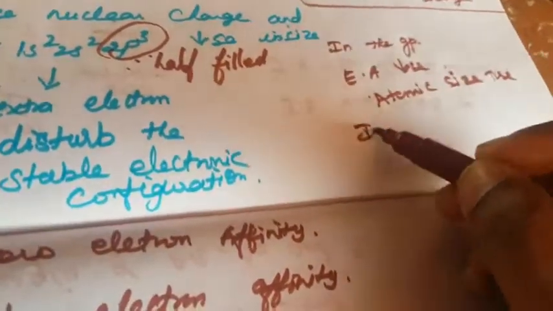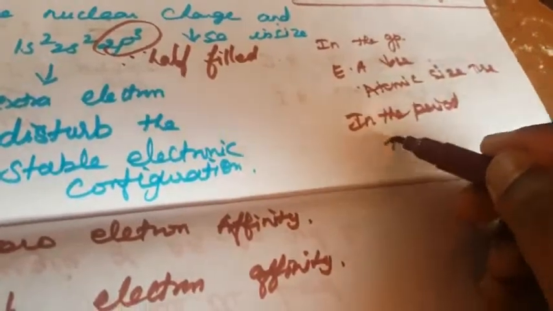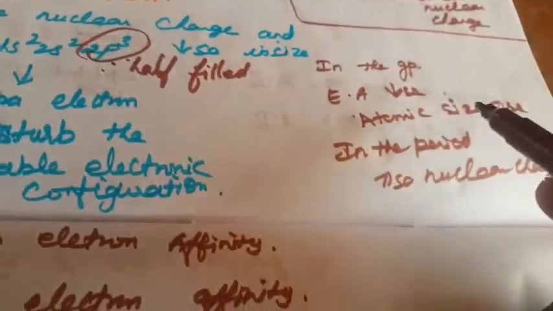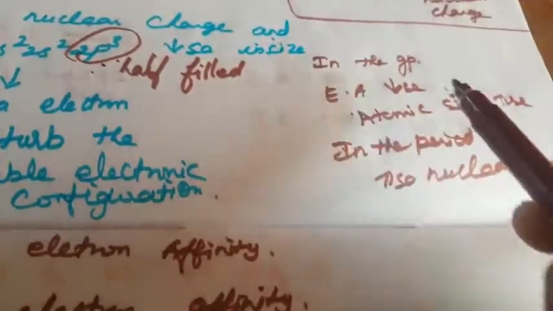So in the period, the nuclear charge increases, more attraction. So more attraction will be there. That is the reason the electron affinity will increase across the period. That is the other thing, in the group and in the period.